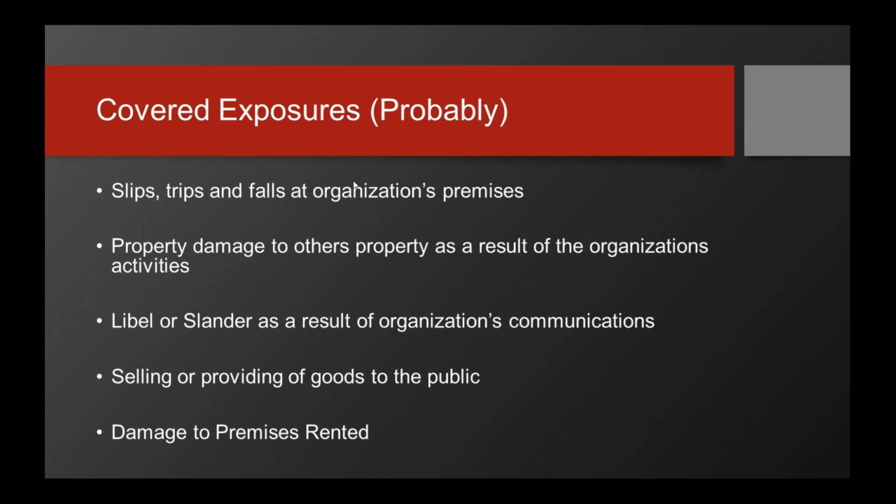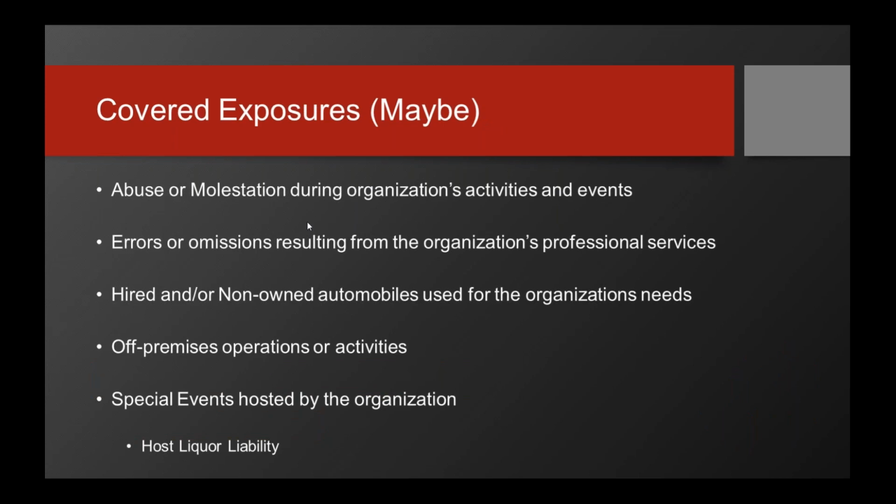Most times, people think of GL for slip and fall, and that's really what the primary exposure for GL is. So these exposures are probably covered on most GL policies. Property damage to others as a result of the organization's activities. Personal injury, that's libel and slander as a result of the organization's communications, and that's important. It has to be through the organization's communications and not as a professional service, and we can talk about that a little bit later. The actual selling and providing of goods to the public, and of course, damages to premises rented.